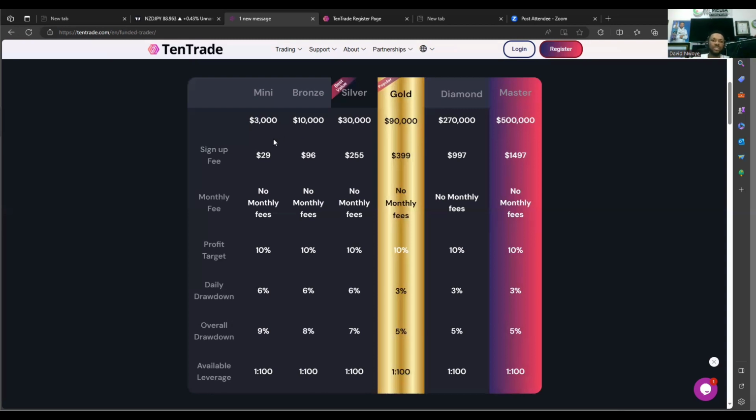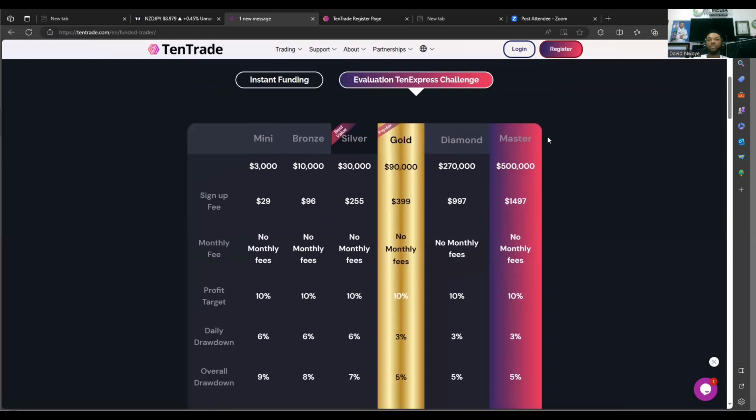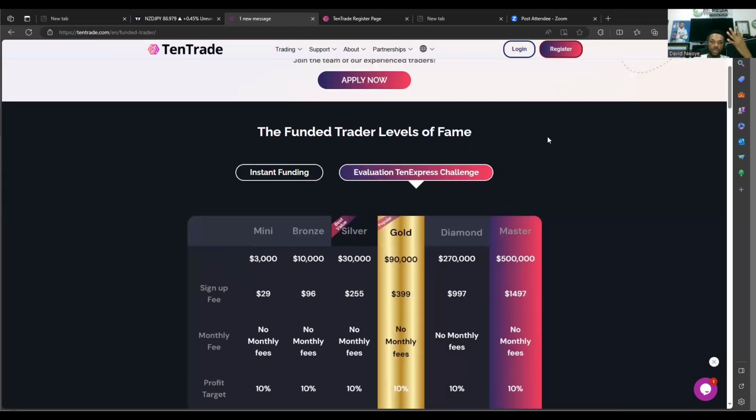Instead of trading a 3K account, if you have the $96, I personally advise you get it. All right. If you also have the 255, based on your capacity, I advise you get it. Trust me. Now, if you don't want to do evaluation, and you want to do an instant funded account, this is the next part of this video.